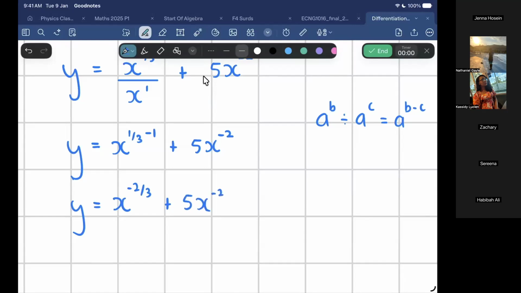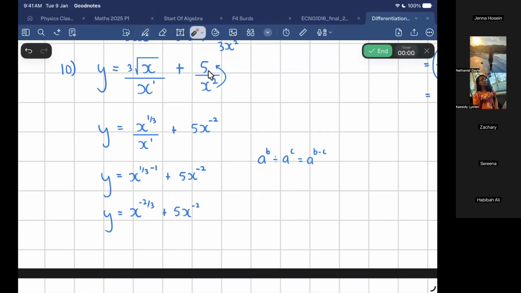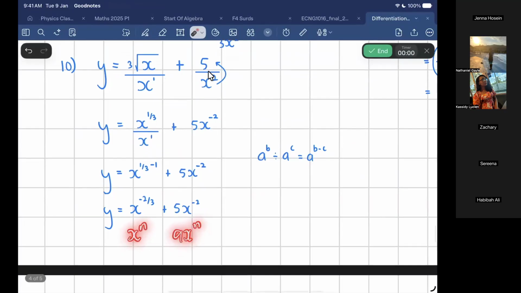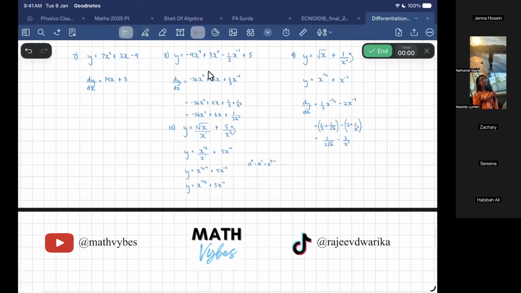So guys, am I finally at a stage where I could differentiate? Yes or no? Tell me, Jana, yes or no? Yes, sir. You say that like you was unsure. Tell me why I could differentiate now. Because we have it in the form ax to the power of n, or x to the power of n. So we good to go. So now I'm gonna start to differentiate. Only now.